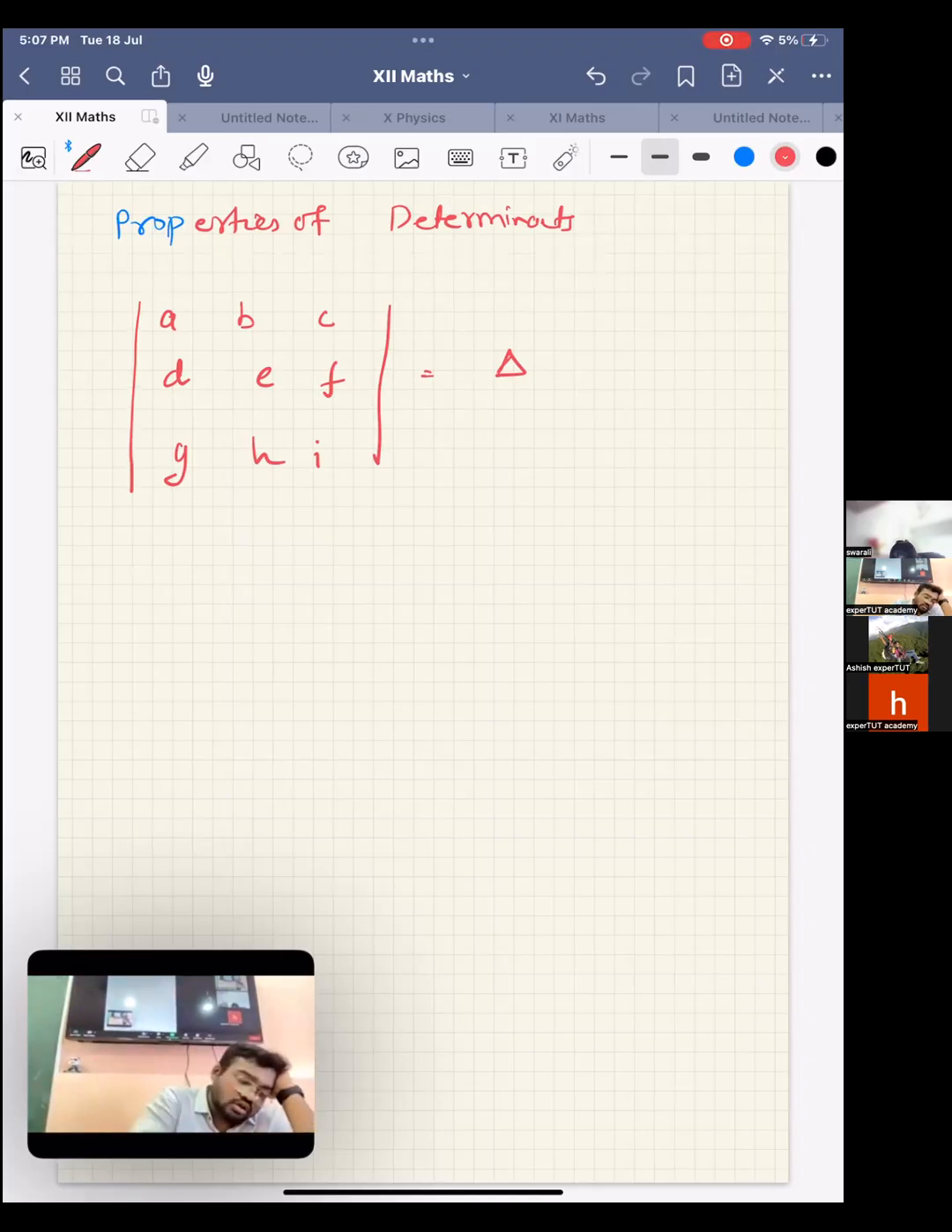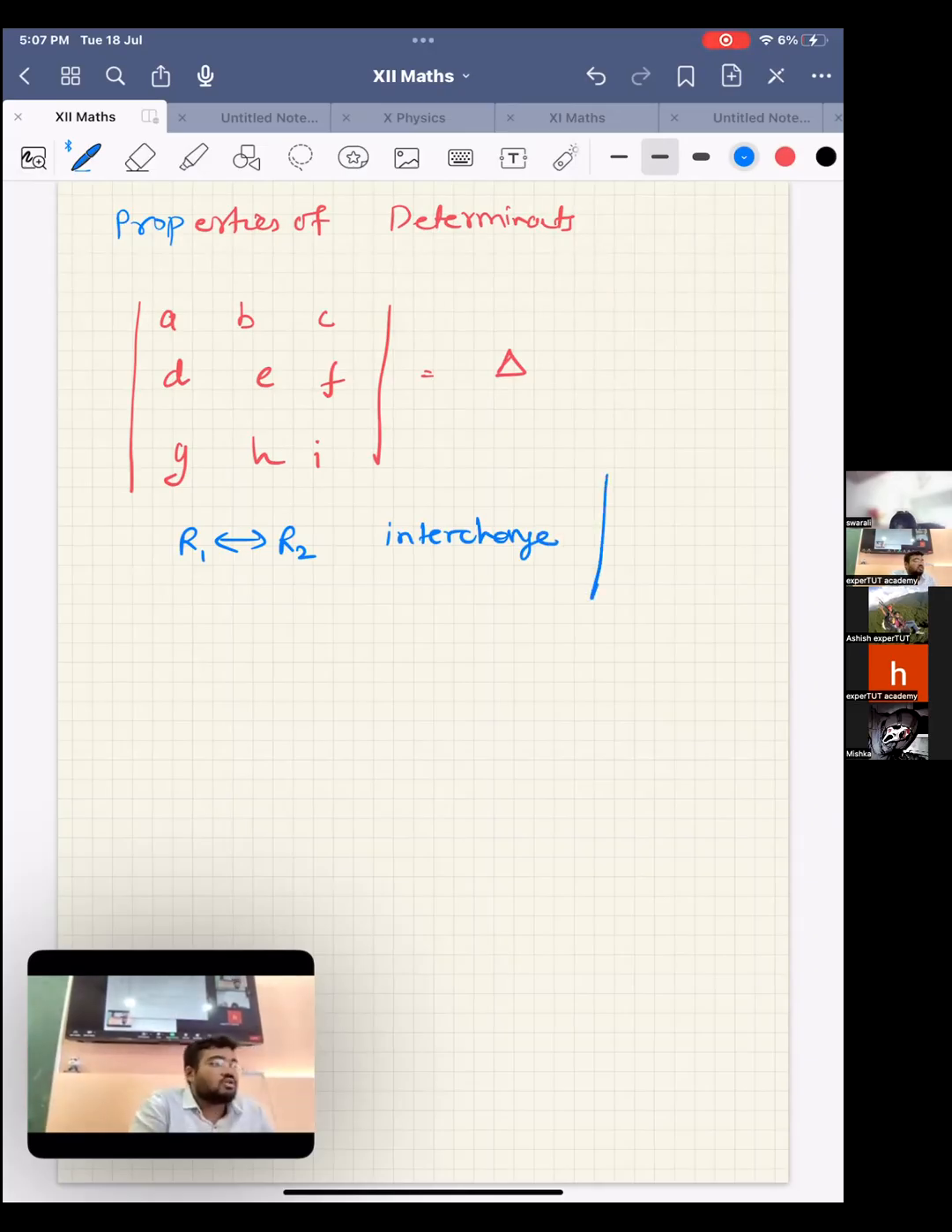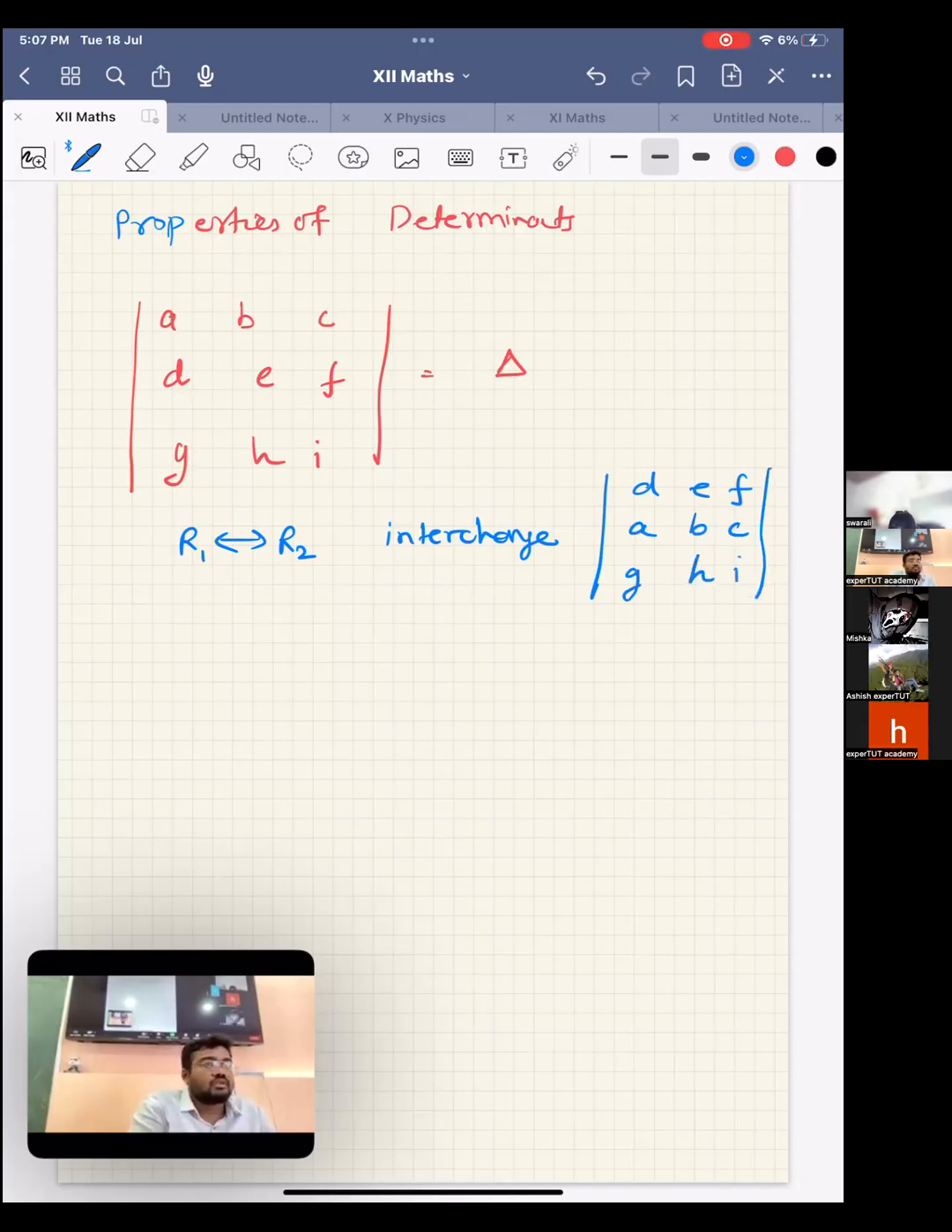Now there is an operation. We will write in shorthand. We will not write the full sentences. So R1, R2. What does this mean? R1 and R2 are interchanged, right? If you do this, the determinant becomes D, E, F, A, B, C, and G, H, I. This is R1 and R2.